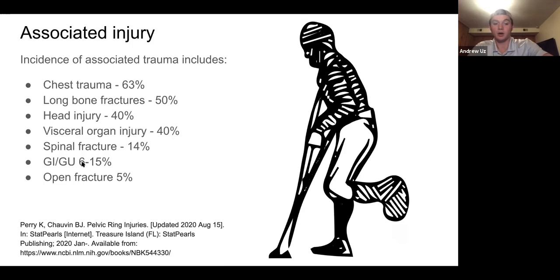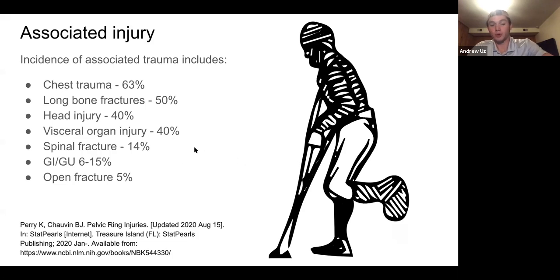And then gastrointestinal and genitourinary injuries can present 6 to 15% of the time. And then open fractures of long bones will present about 5% of the time somebody has a pelvic fracture.